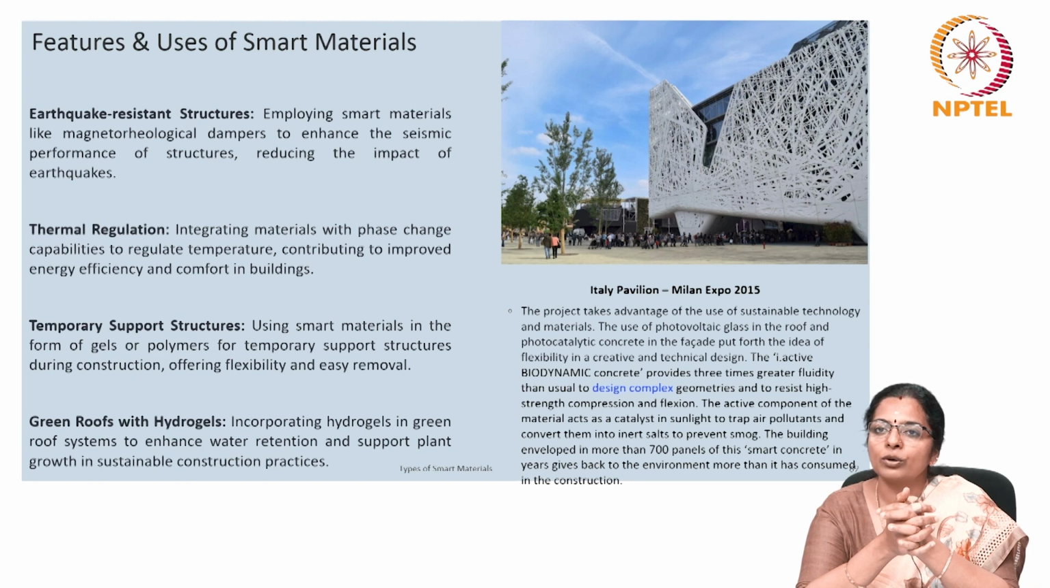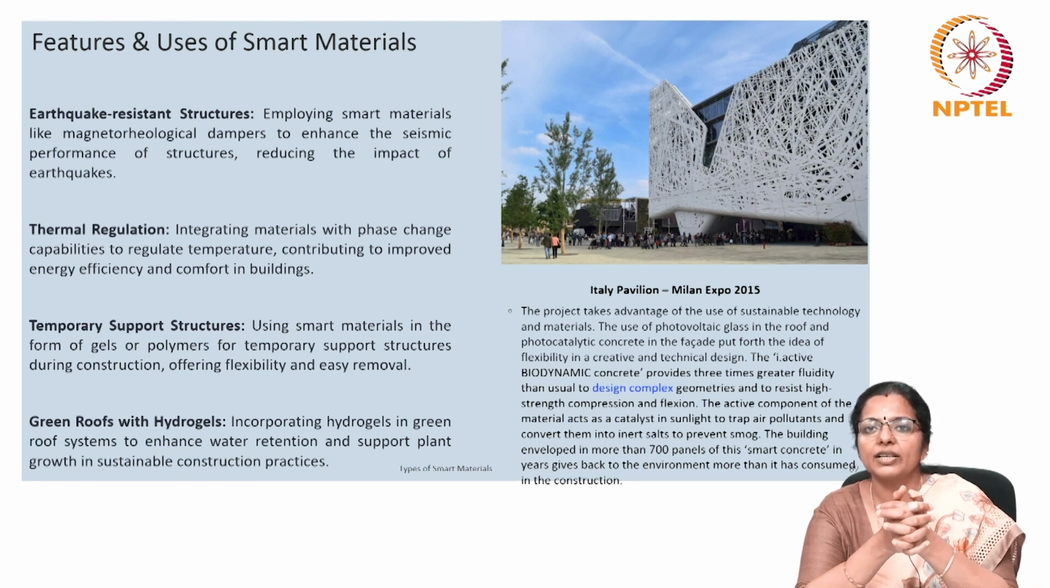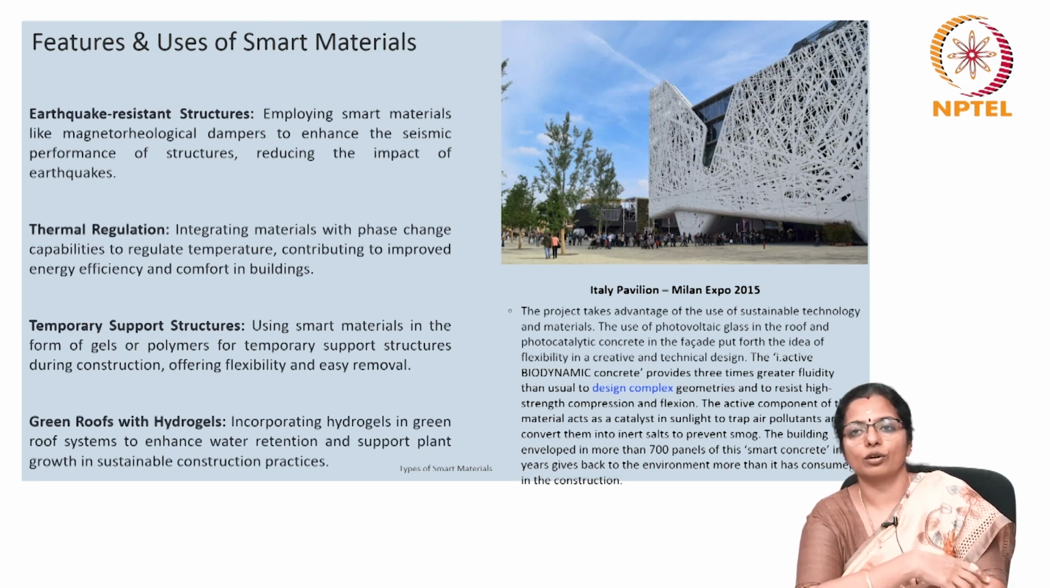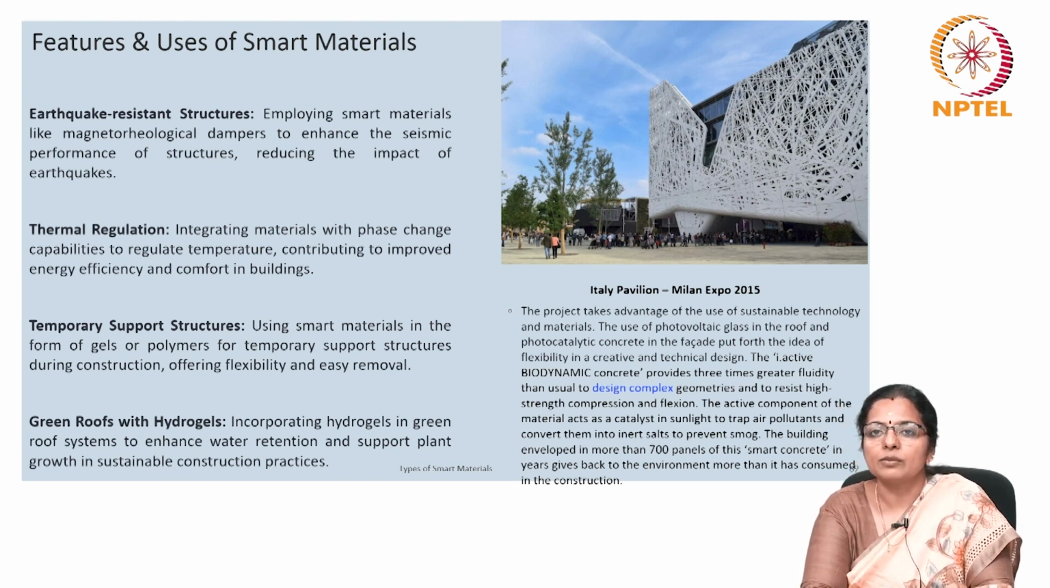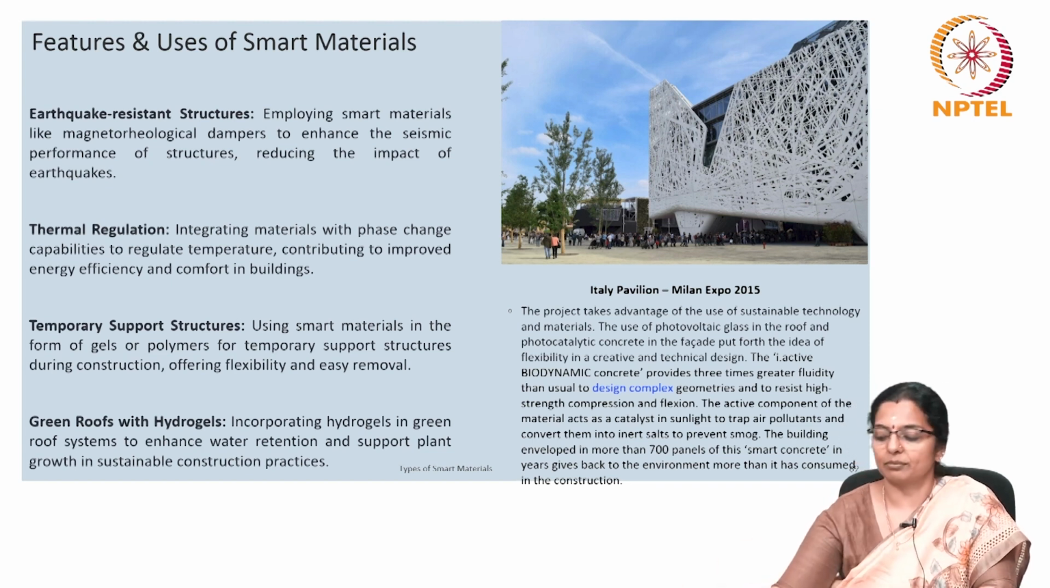The biodynamic concrete provides 3 times greater fluidity than usual to design complex geometries and to resist high-strength compression and flexion. The active component of the material acts as a catalyst in sunlight to trap air pollutants and convert them into inert salts to prevent smog. The building envelope is more than 700 panels of this smart concrete, which over the years gives back to the environment more than it has consumed in the construction.